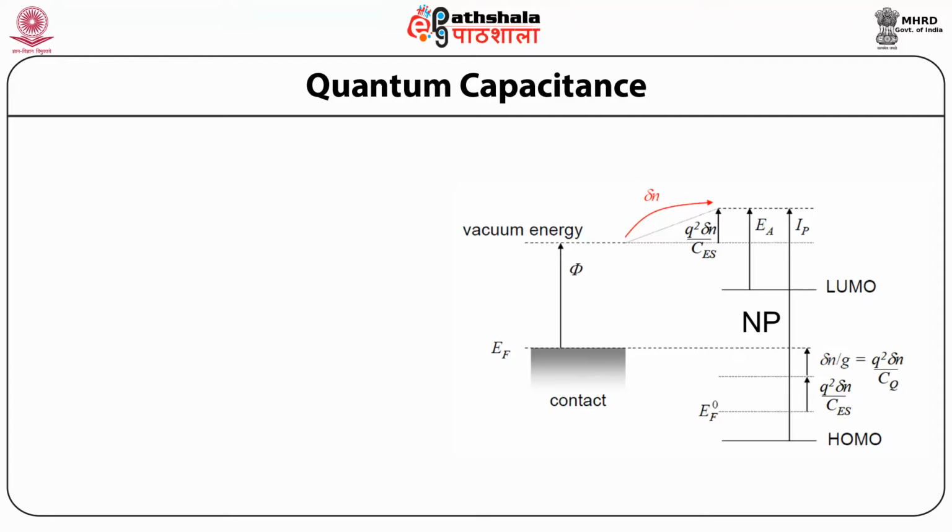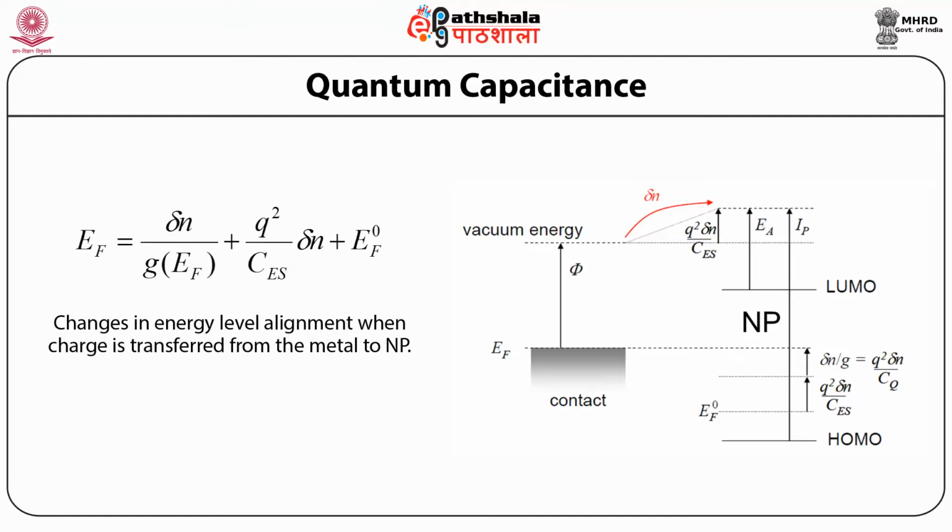So by incorporating the contribution from quantum and electrostatic capacitances, as shown in this figure, the Fermi energy of the nanoparticle contact EF can be related to the Fermi energy of the neutral nanoparticle EF naught, and it is given by EF equal to delta N by G as a function of EF plus Q square by CES multiplied by delta N plus EF naught. So this figure shows the changes in the energy level alignment when charge is transferred from the metal to the nanoparticle.